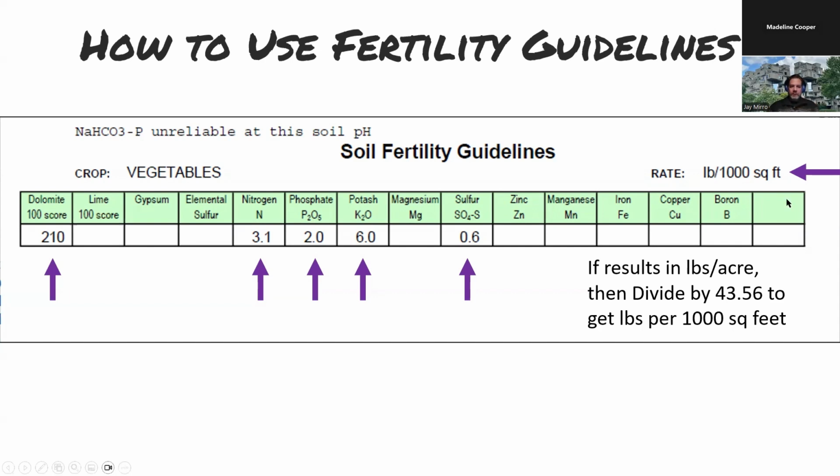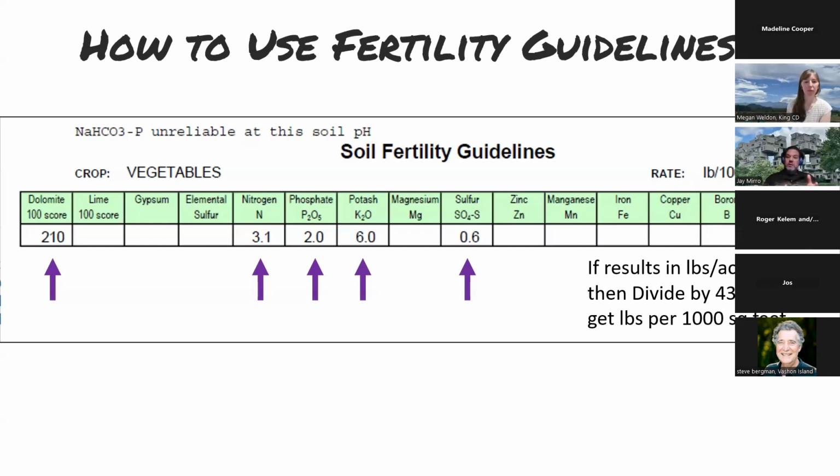For the vegetable crop, the next piece you want to look at is the rate. This is pounds per 1,000 square feet. Some of the results we get back are in pounds per acre, so you might have to convert from pounds per acre into pounds per 1,000 square feet. Essentially you divide the number by 43.56 to get pounds per 1,000.